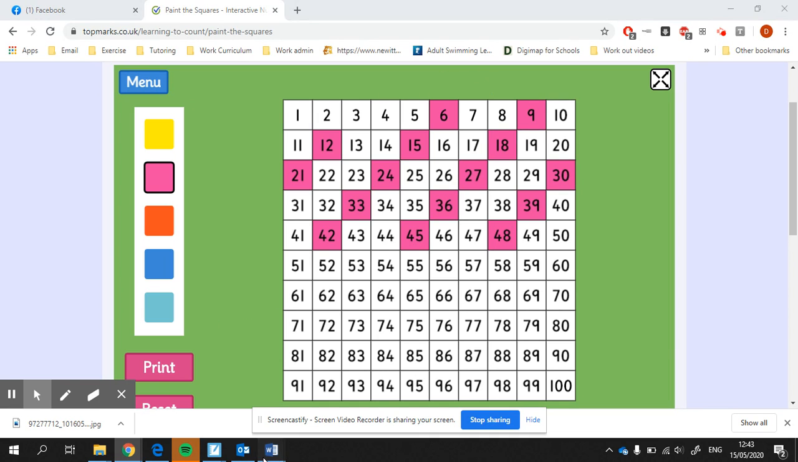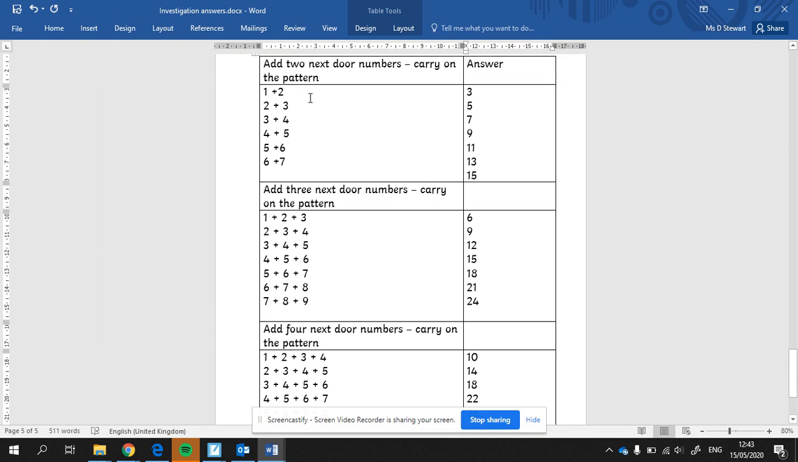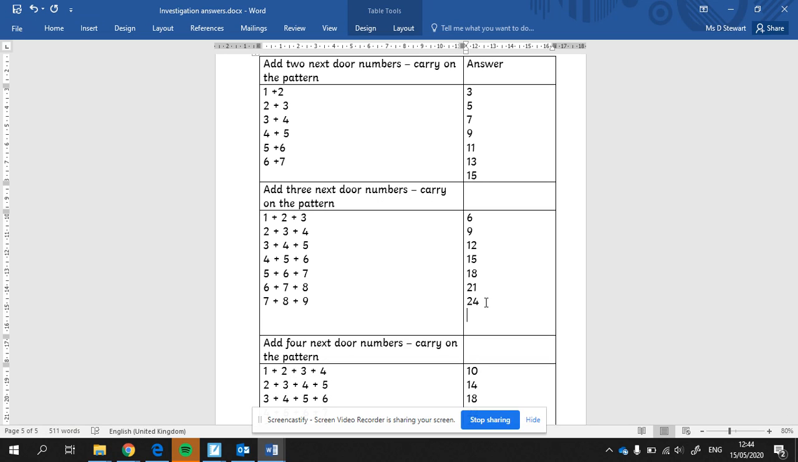So when we added 2 consecutive numbers, next door numbers, the answer went up in 2s. When we added 3, it went up in 3s. So we could think, what's 3 bigger than 24 to predict what would happen next? It would be 27, 24, 25, 26, 27. So I could predict that 8 plus 9 plus 10 was 27.